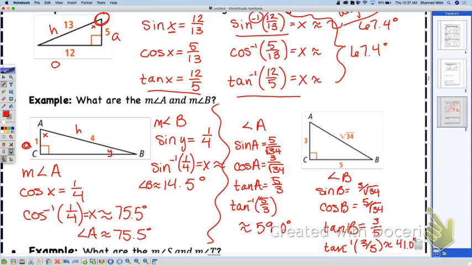And sometimes people get just stuck. They're like, I'm going to use sine every single time. Well, if you can, go for it. It doesn't matter. I get the same answer either way if I do it right.